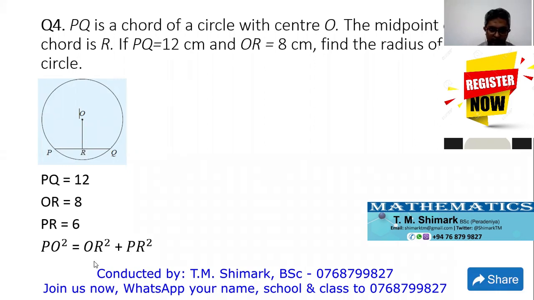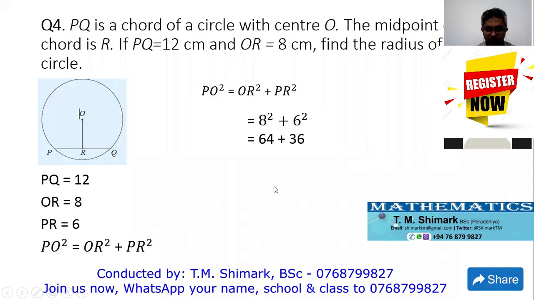So squares are there, right? So I can get the answer as: OR is going to be 8 squared, PR is going to be 6 squared, so 36 and 64, 100. Right, PO is going to be 10. Do you have any doubts on this question? Please let me know. Maybe you have got the doubt here.